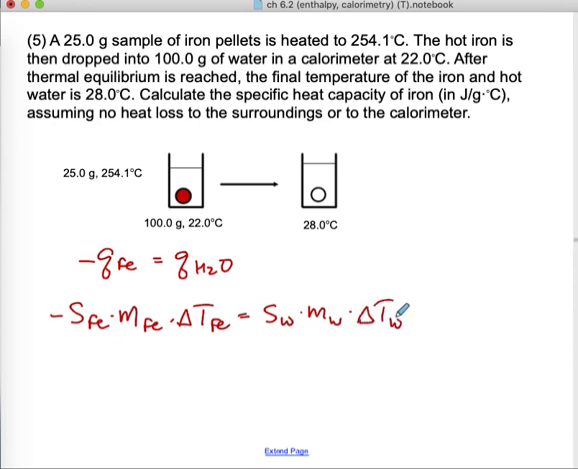We know the masses of the iron and the water. We know the initial and final temperatures, so we can calculate the temperature differences. We know the specific heat capacity of water, so there's really only one thing left to solve for, which is the specific heat capacity of iron. So this is negative S water times mass water times delta T water over mass iron times delta T of iron.